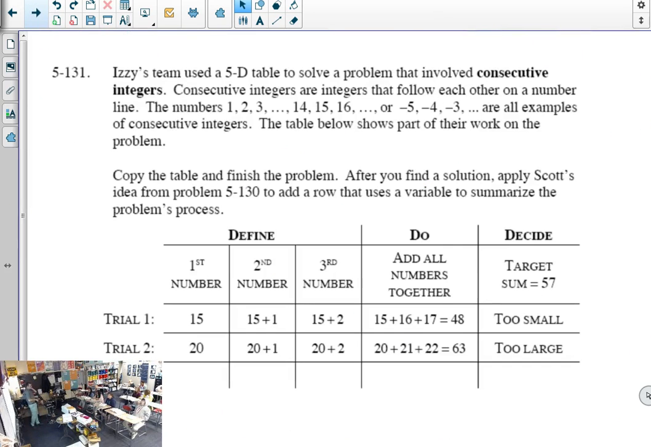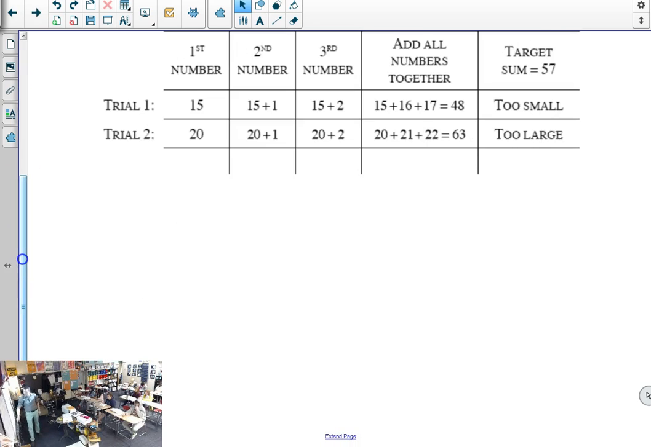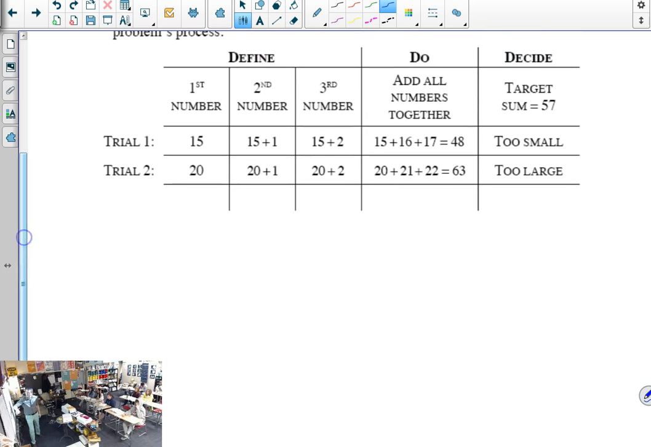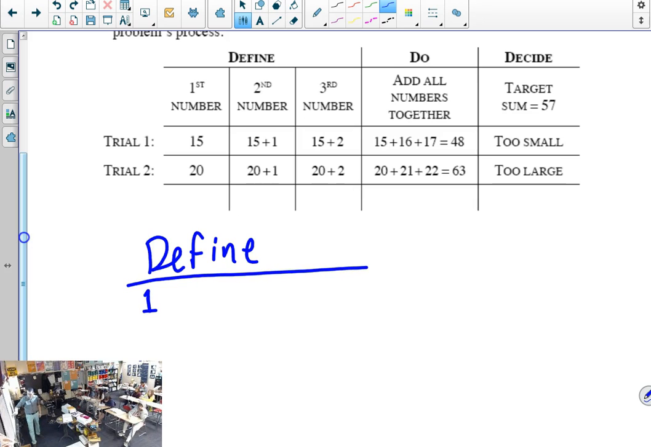So, Izzy's team is looking at consecutive integers. I need you guys to quickly copy this table down. You don't have to write out all the words, but what I want you to copy down, I'll do it with you as we go, is the define. We're going to split that up into 3 sections: first number, second number, third number. Then the do is going to be add them all up.